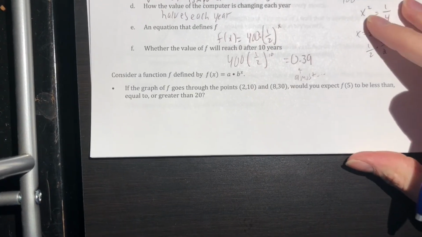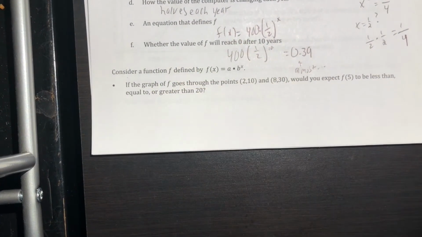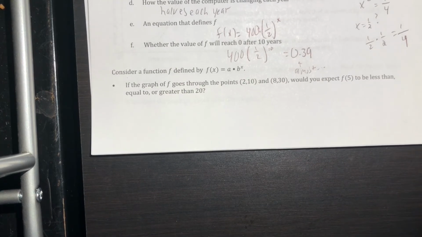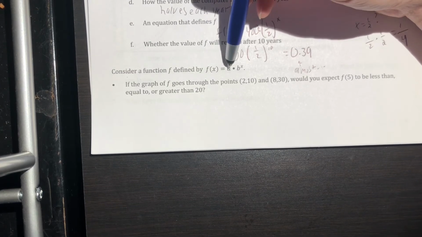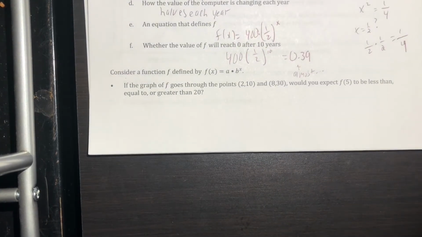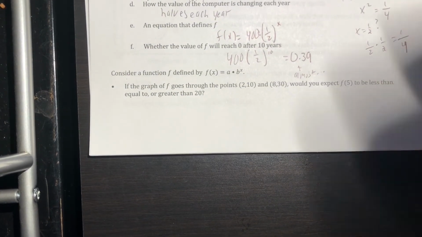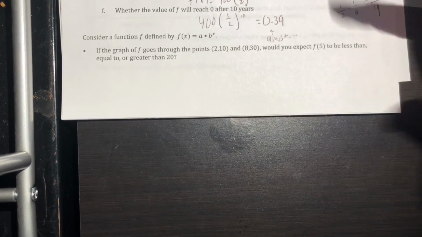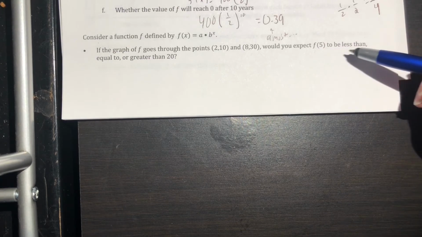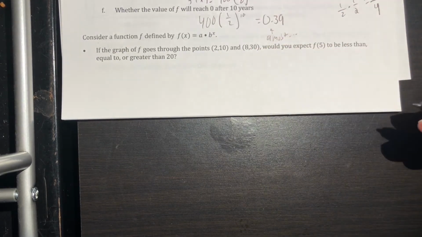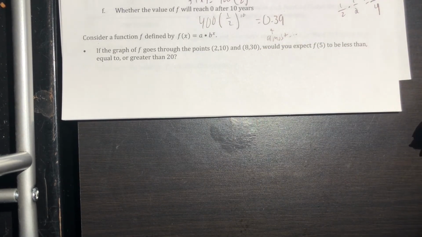So the next couple of questions, this one and the one on the next side, are more like critical thinking questions. So think about a function defined by f of x equals a times b to the x. It's a very helpful function, as you can tell. So if the graph goes through (2, 10) and (8, 30), would you expect f of 5 to be less than, equal to, or greater than 20? Let's think about where all these numbers came from.